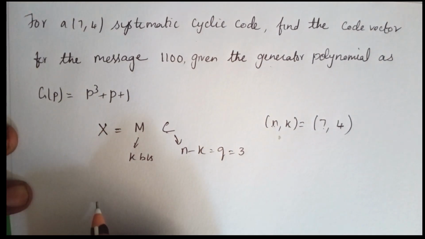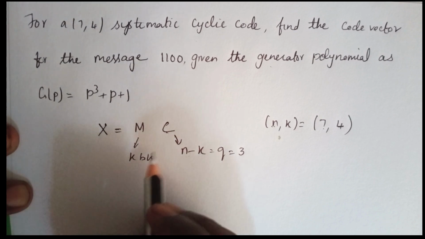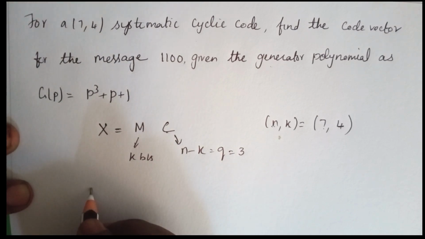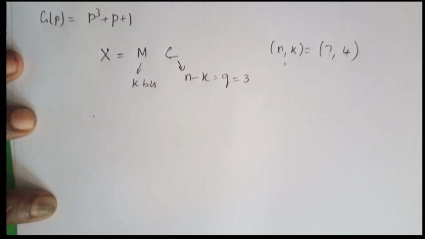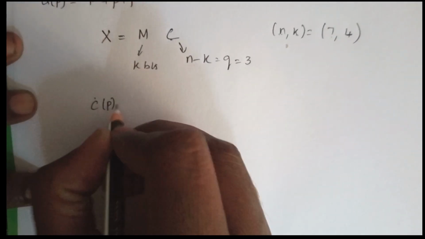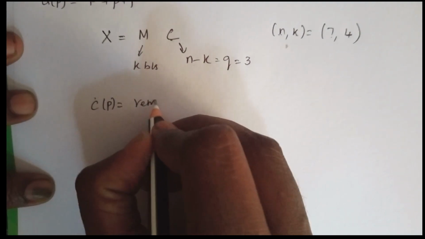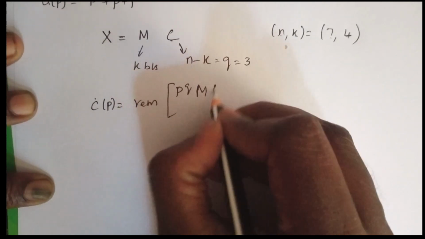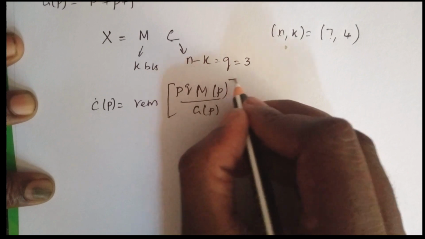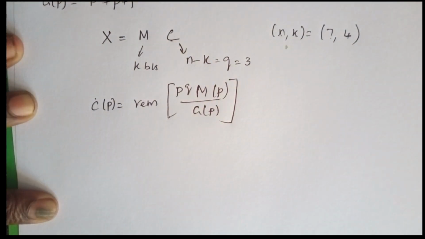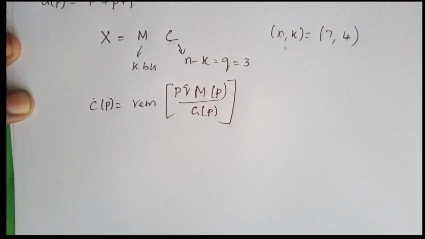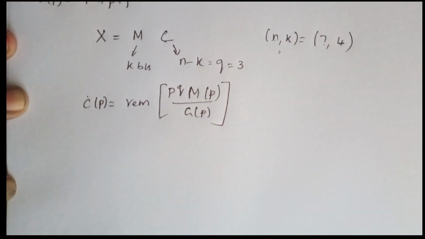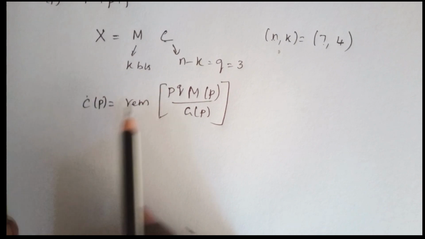Okay, so to find the check bits, you should know the check bits polynomial. I'll write the formula for it. The check bits polynomial is obtained by C(p) equals the remainder of p^q times m(p) divided by g(p), right? This is the formula to find the check bits polynomial. Once we know it, we can easily find the check bits from the check bits polynomial.